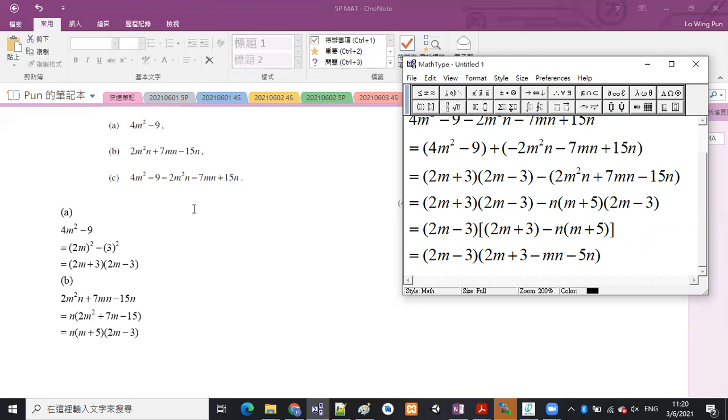And we should check whether there are like terms which can be calculated. Okay? But this is m term. This is number term. This is mn term. This is n term. Okay? All of them cannot be calculated, cannot be added or subtracted. So that is the answer.